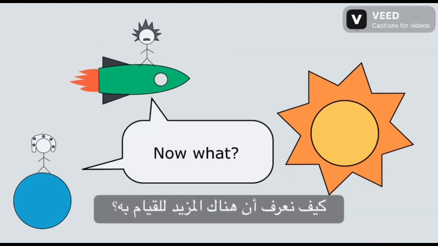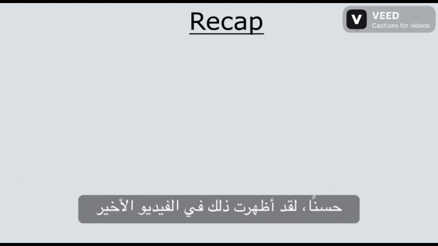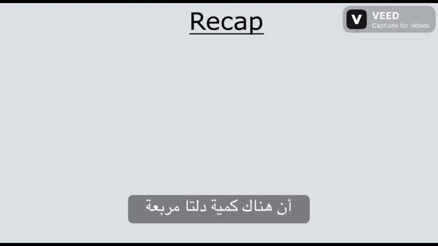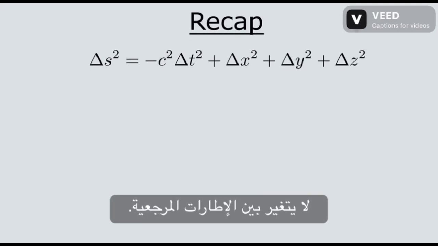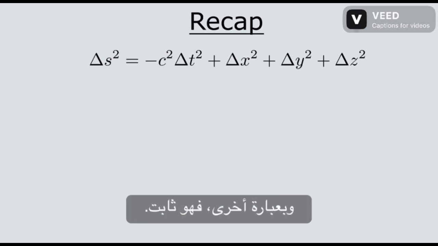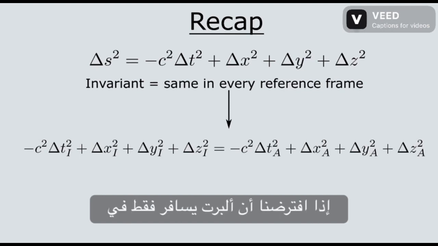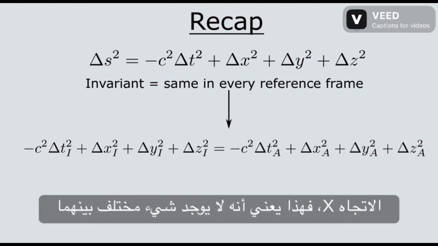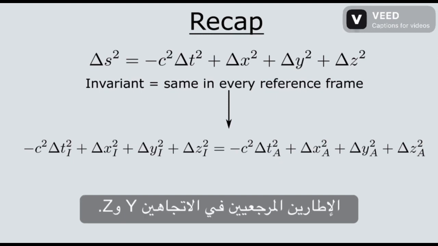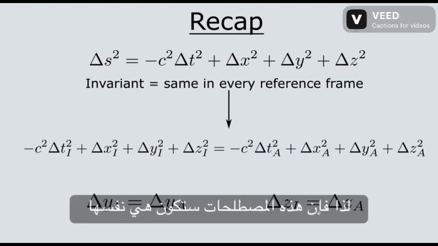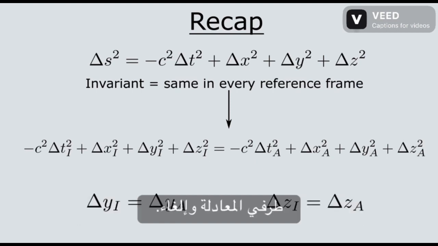But now what? How do we know that there's more to do? Well, in my last video, I showed that there's a quantity, delta s squared, that does not change between reference frames. In other words, it's an invariant. If we assume that Albert is just traveling in the x direction, then that means that nothing is different between the two reference frames in the y and z directions. So these terms will just be the same on both sides of the equation and cancel off.